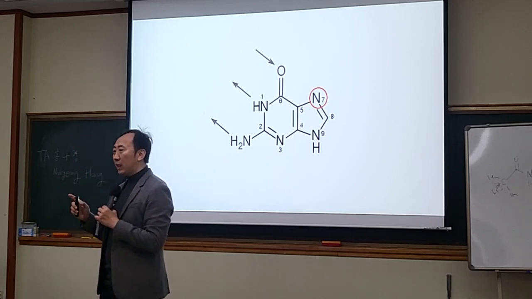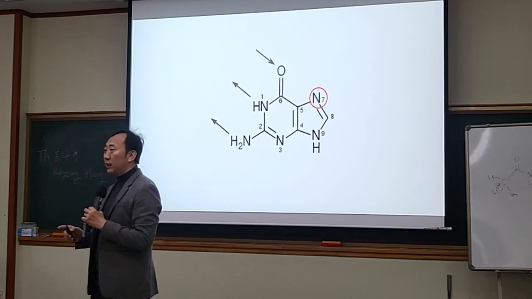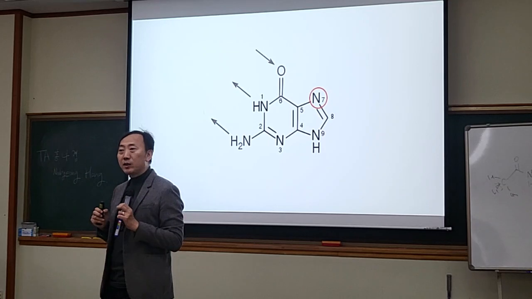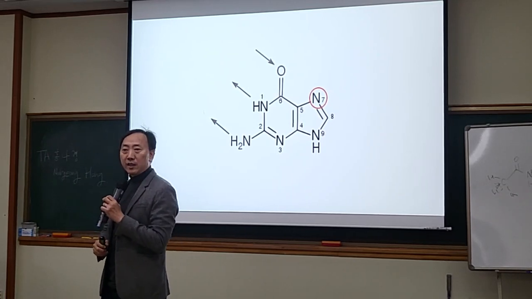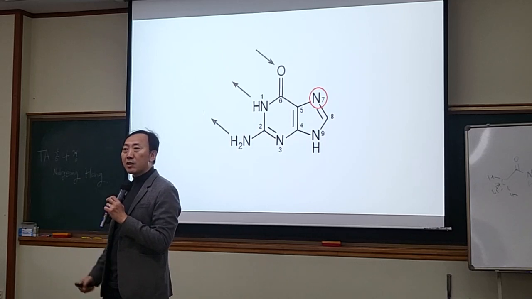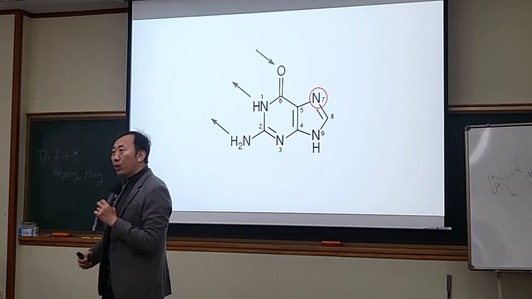I'm not an organic chemist, sorry. Nucleophile has higher electron density. Electrophile has very poor electron density. By looking at this structure, which one is higher, hydrogen bonding donor or hydrogen bonding acceptor?